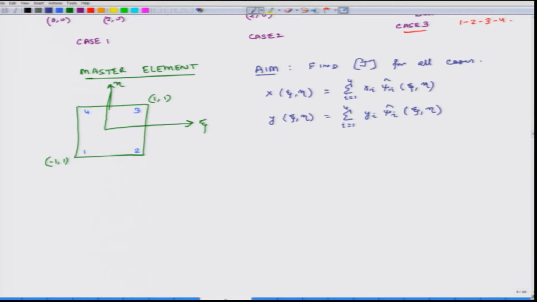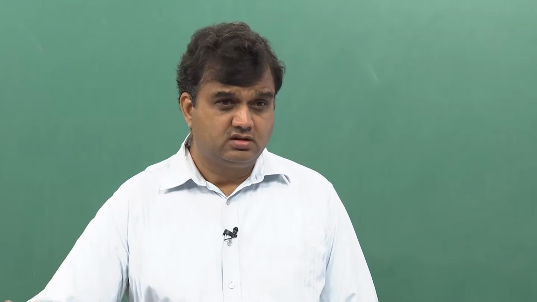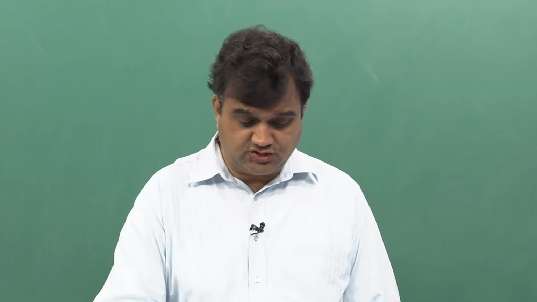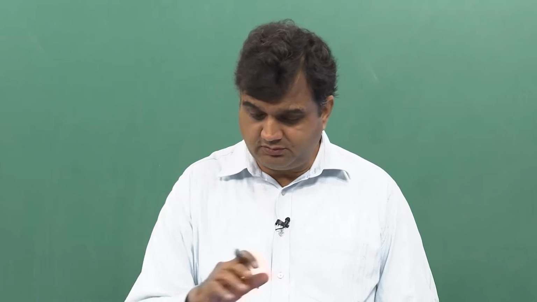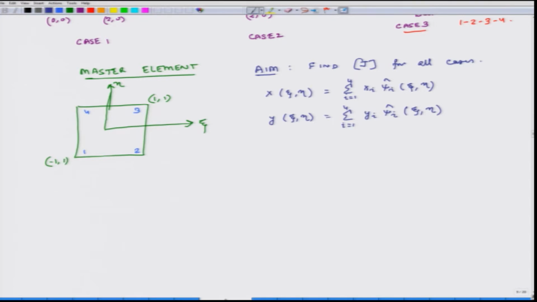psi I hat represents what? What are psi I hats? They are the shape functions. They are also interpolation functions, but in this case they actually specify the shape. So, they are the shape functions which map x and y into the zeta eta domain, and they help us transform an arbitrary quadrilateral into a square. So, these are the shape functions.